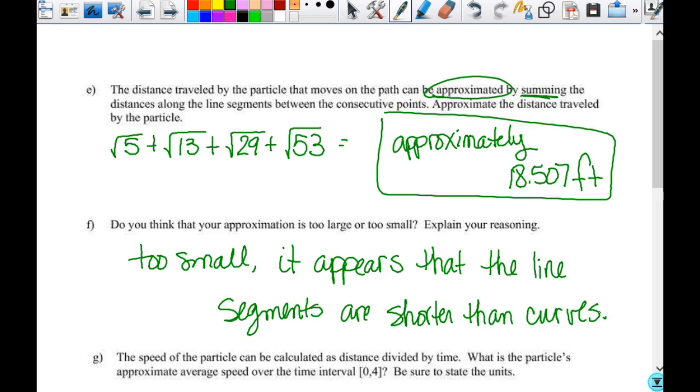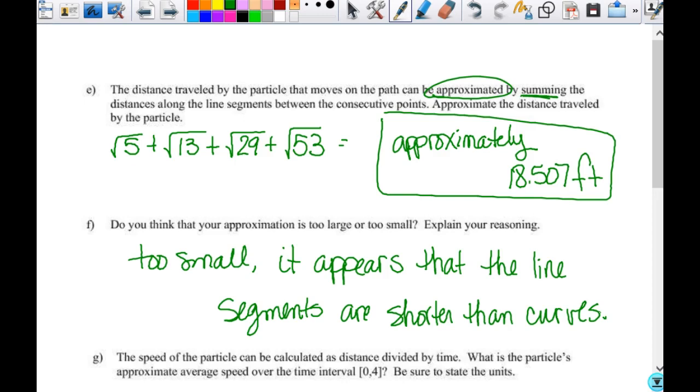I think it's too small. Tell me why. Because you know what? Maybe you think it's too big, and if you had like this amazing reason that nobody ever thought of, then, oh, well, maybe we could take that one too, or whatever. But it's too small because it appears that the line segments are shorter than the curves, okay? They are, but, you know, got to be careful how you word things.